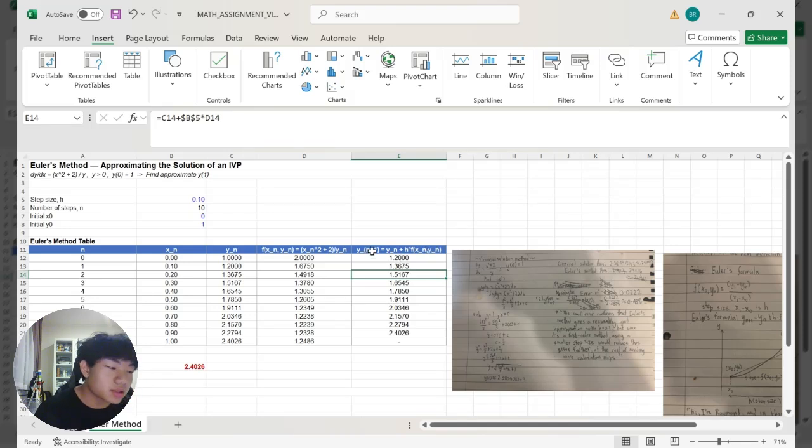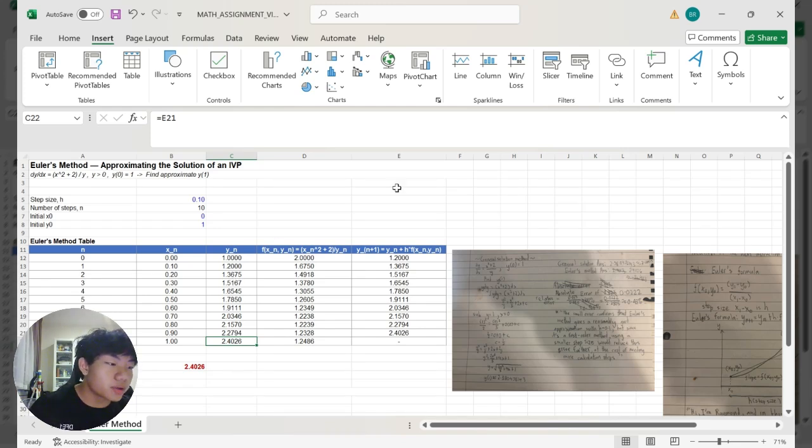So the third column is the derivative f of x sub n, y sub n. For our equation, that's x squared plus 2 divided by y. This is the exact slope from the differential equation at that point. To move forward, I apply Euler's formula directly. y sub n plus 1 equals y sub n plus h times the slope. I take my current y, add h times the slope, and that becomes the starting y for the next row. Repeating this 10 times approximately gives me 2.4026.